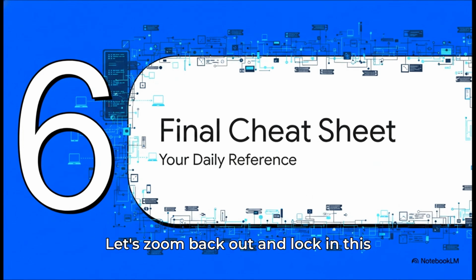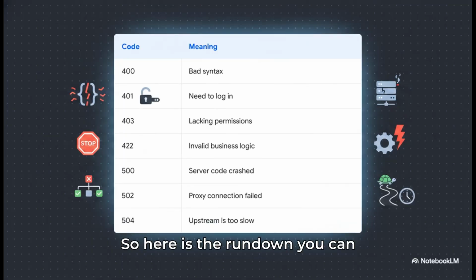Finally, Section 6. Let's zoom back out and lock in this mental model with a final visual cheat sheet. So here is the rundown you can literally screenshot for your daily debugging. 400, bad syntax. 401, need to log in. 403, lacking permissions. 422, valid syntax but invalid business logic. 500, server code crashed entirely. 502, proxy connection to the upstream failed. And 504, the upstream is just too slow. Keep this framework super handy. It's designed to be your instant, go-to reference for everyday troubleshooting.